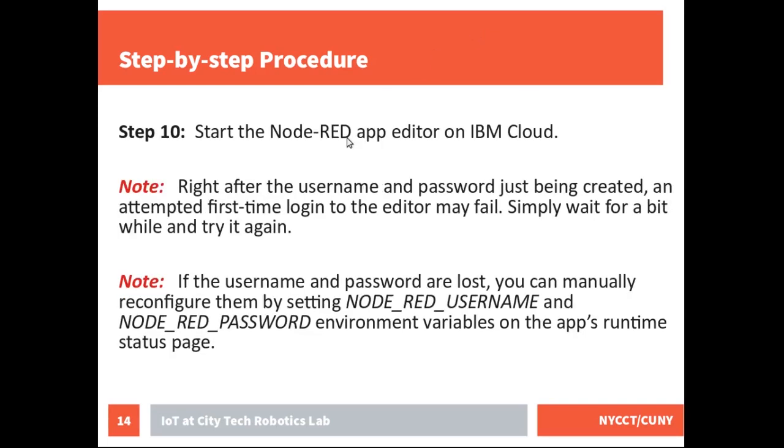Step 10. Start the Node-RED app editor on IBM Cloud. Note, right after the username and the password have just been created, the first attempt at logging into the editor may fail, so you can simply wait a little while and try again. If the username and the password to log into the Node-RED app editor are lost, you can manually reconfigure them by setting NODE_RED_USERNAME and NODE_RED_PASSWORD, these two environment variables, on the app's runtime status page.